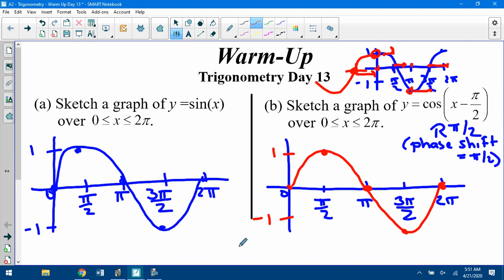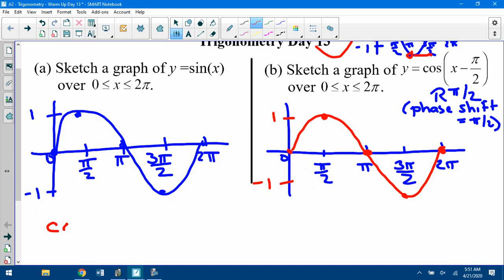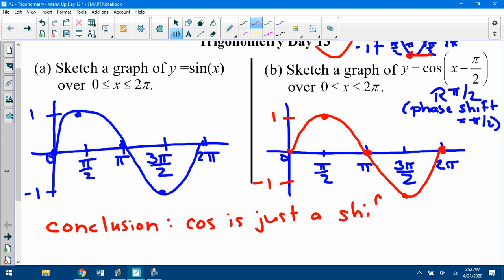So my purpose of showing you this was that, for conclusion, cosine is just a shift pi over 2 to the right of sine. So it's really the same graph, just shifted left or right a little bit.